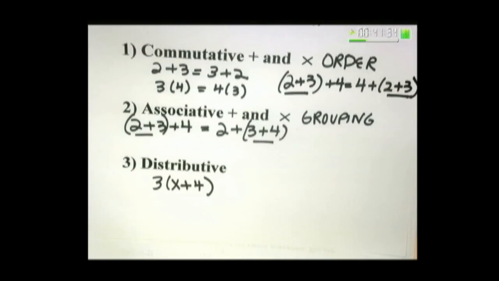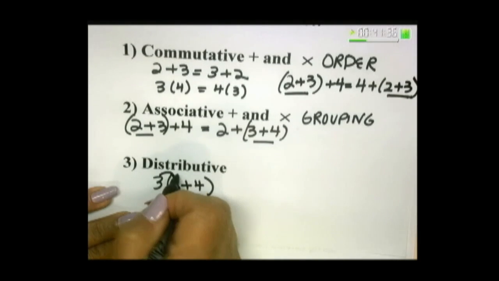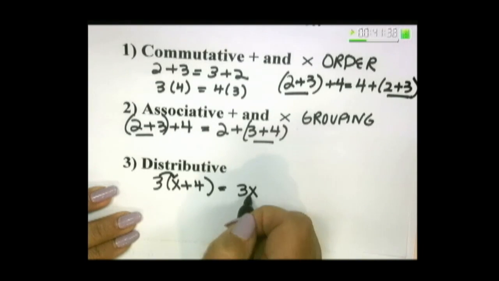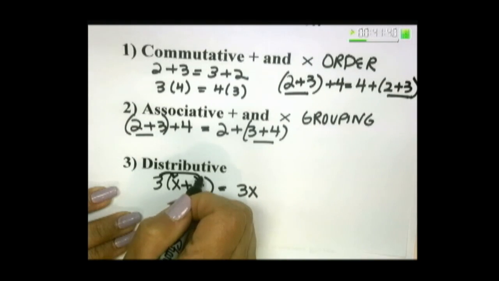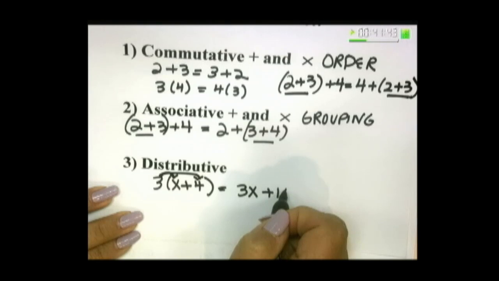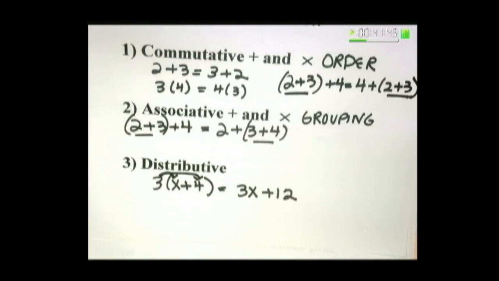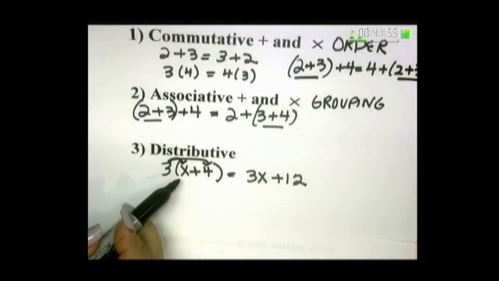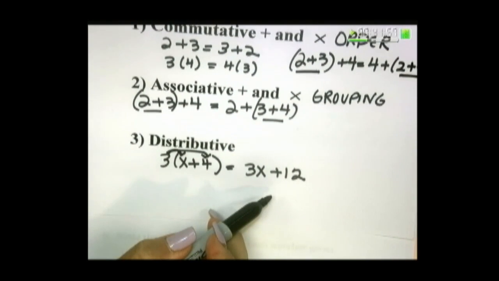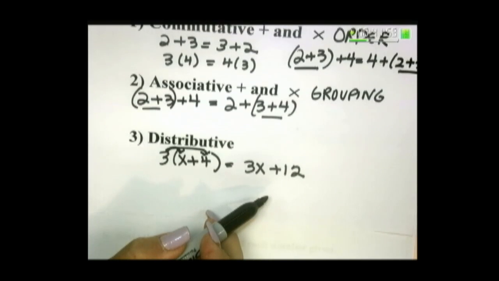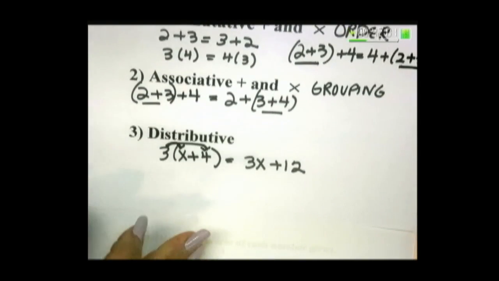We distribute this 3 over that addition, and we get 3 times x, which is 3x, and 3 times a positive 4 is a positive 12. So we actually distribute the 3 over each addend in the parentheses. We can see that we are distributing. So we start with parentheses. We have finished without parentheses when we have simplified it. Okay?